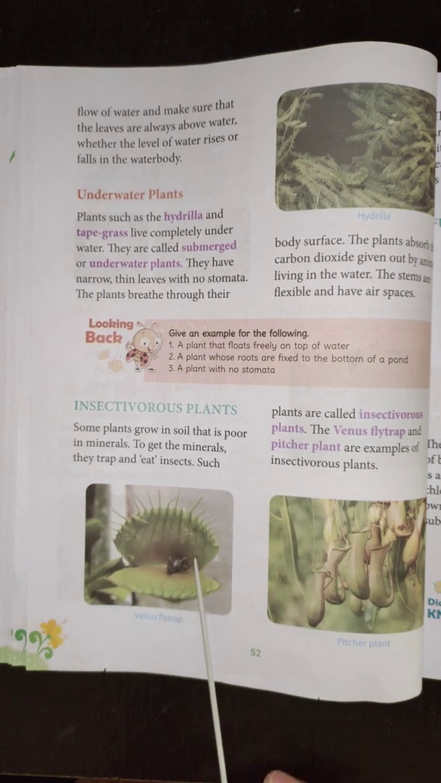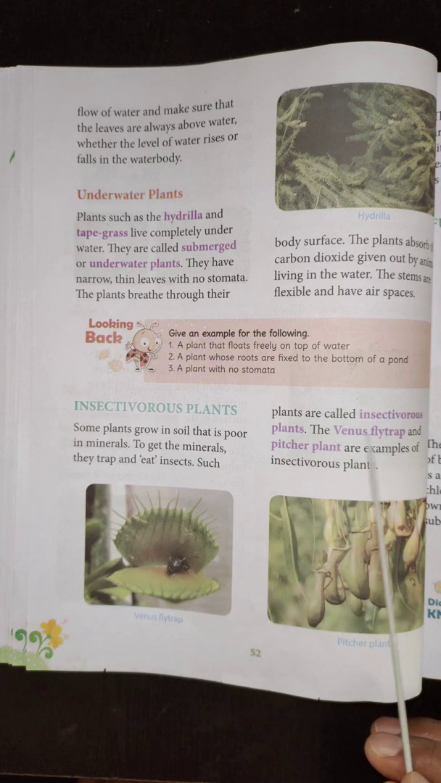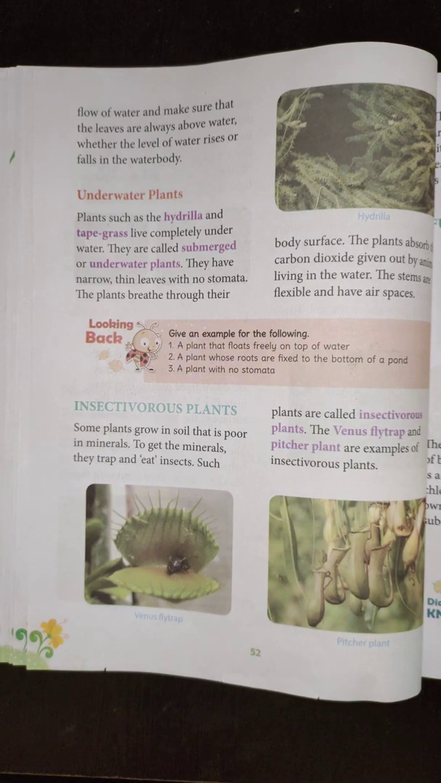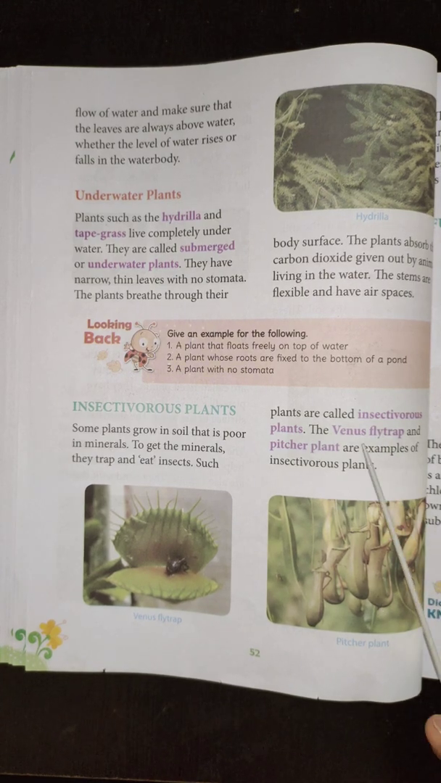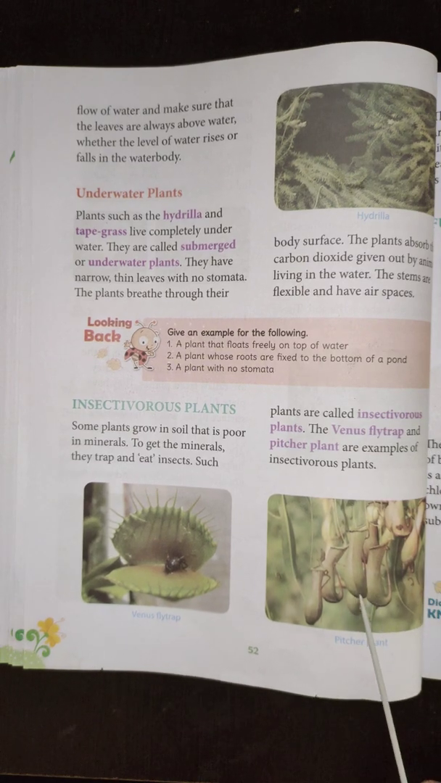You can see the example here, Venus flytrap, which has caught an insect. Such plants are called insectivorous plants. The plants which trap insects to get minerals are called insectivorous plants. The Venus flytrap, here it is, and the pitcher plant, this is the pitcher plant, are examples of insectivorous plants.